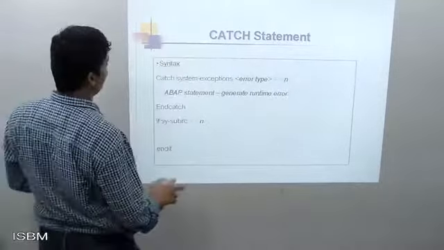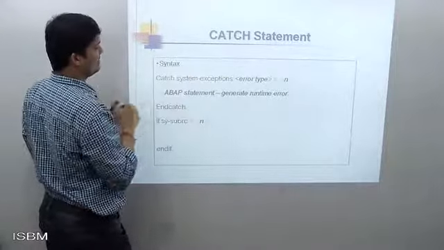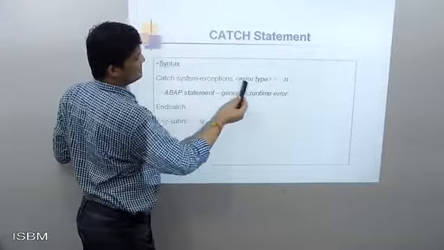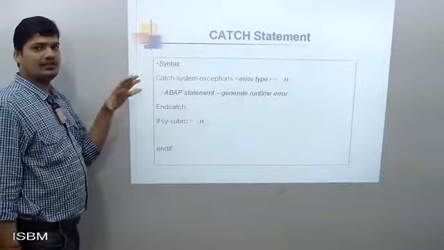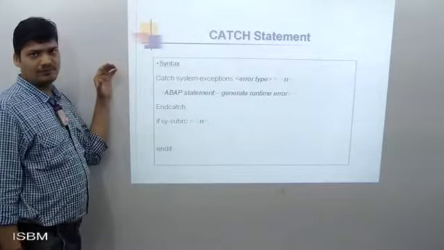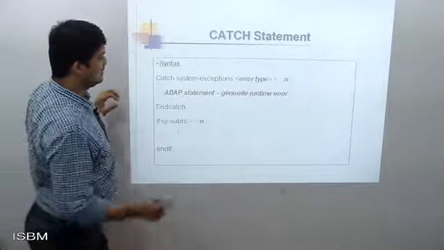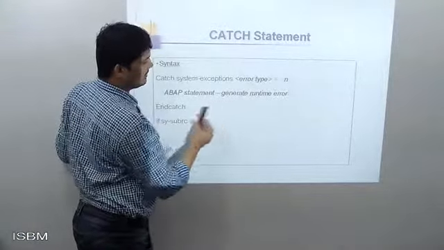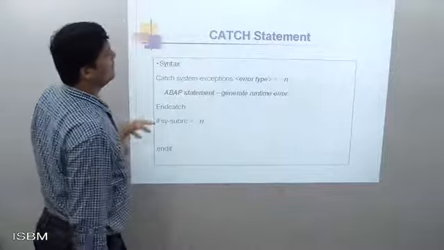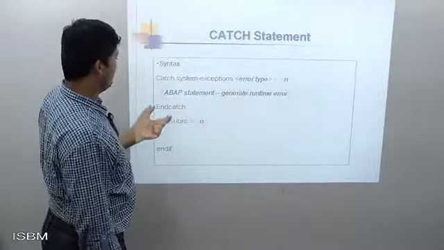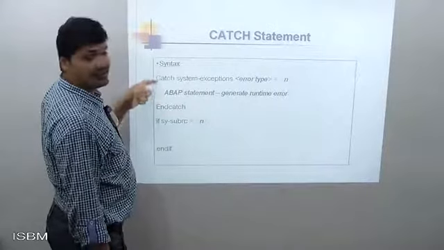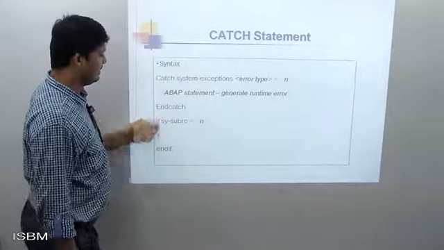This is the syntax of the catch statement. We write CATCH SYSTEM-EXCEPTIONS error type = n. Basically, it will catch the statement and give you the error messages. In ABAP, a statement can generate a runtime error. Sometimes a runtime error will be generated, and we can handle it through the catch statement. This is the way we write the catch statement.